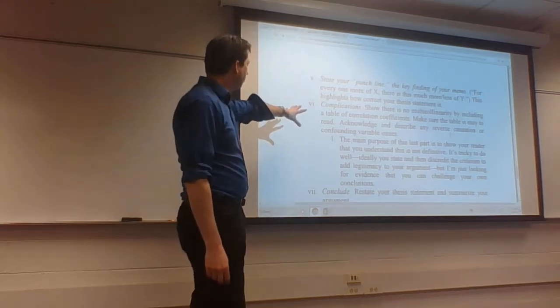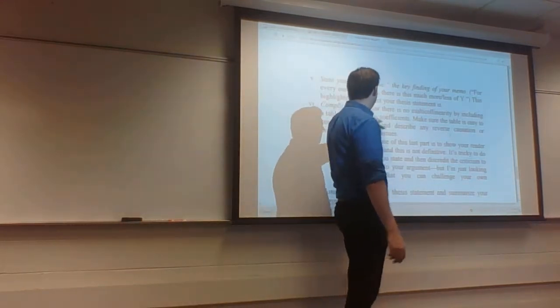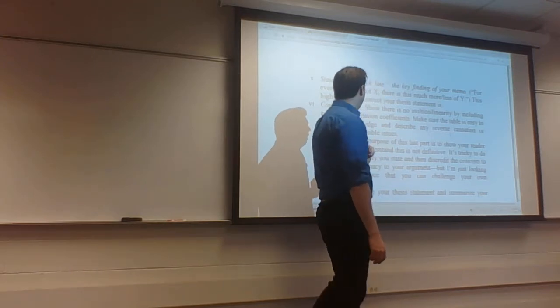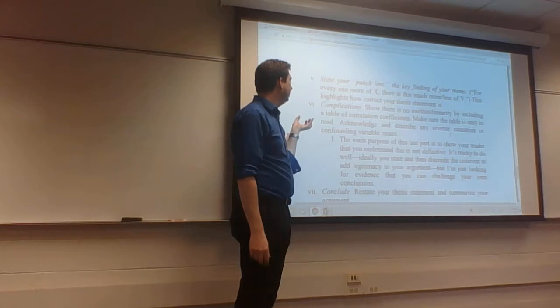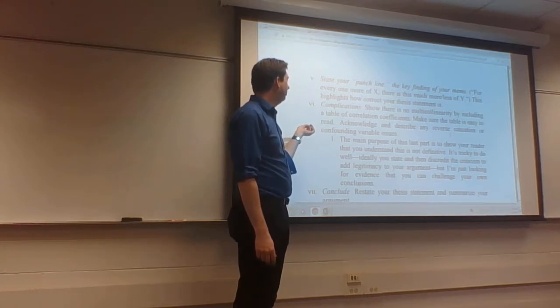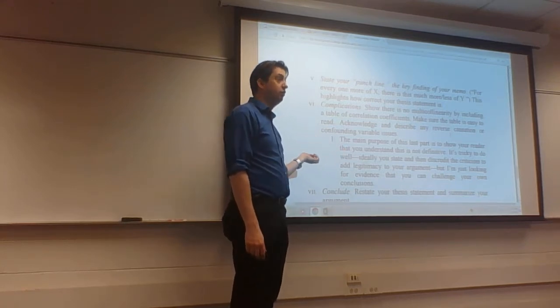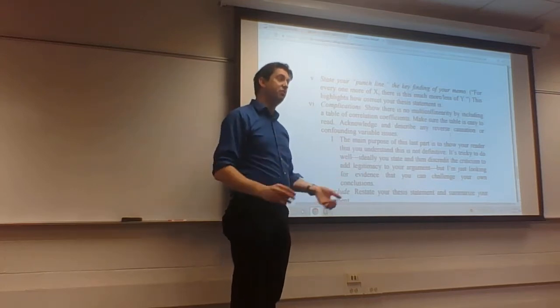Also, make sure to include a complication section. So show there's no multicollinearity, which means you're going to have that table of correlation coefficients, something you've already done. And note that, because this is an introductory course, I am not pretending that the analysis that you've done is going to be a breakthrough analysis. There's going to be problems in everyone's analysis.